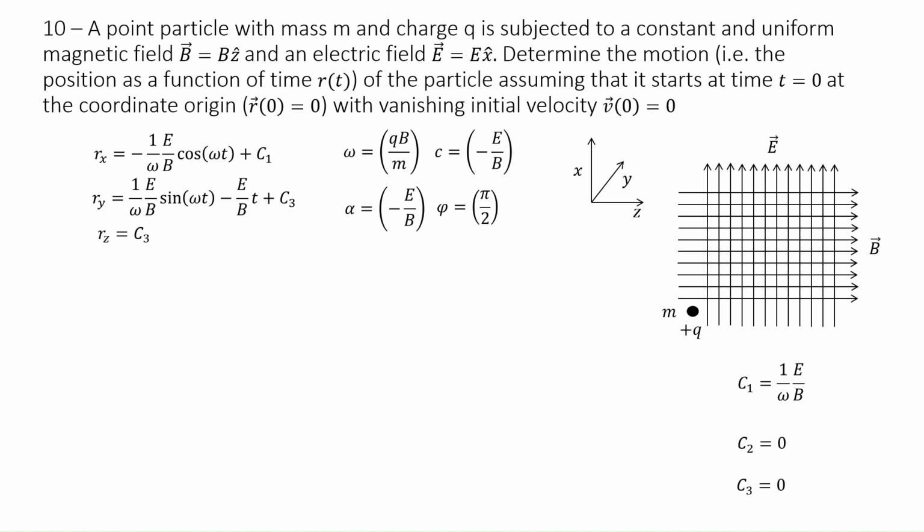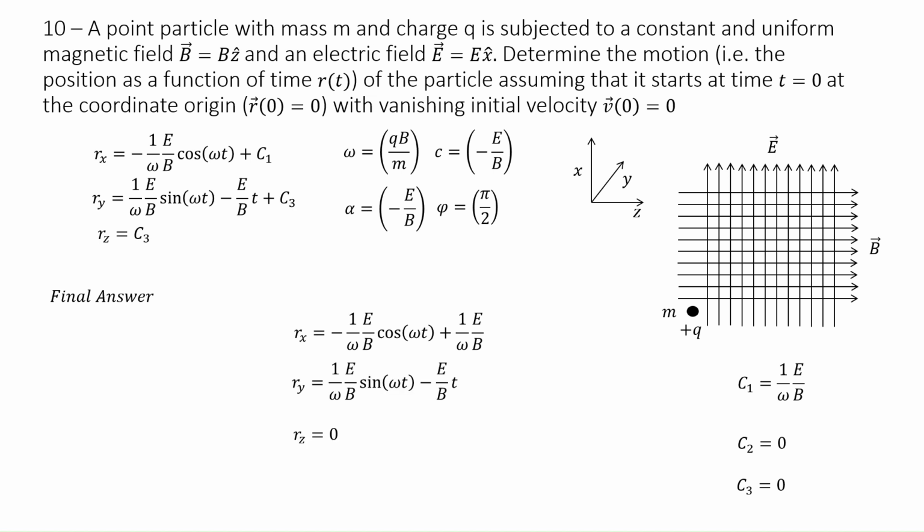Now, the one final thing that we have to do in order to get our final answer is we substitute our C1, our C2, and our C3 into our expressions for our x, our y, and our z. And this is it for our x, for our y and for our z. Now, one little thing we can touch up is we can take a factor of minus 1 over omega times E over B out of our x expression, which leaves it like this. And this is our final answer.